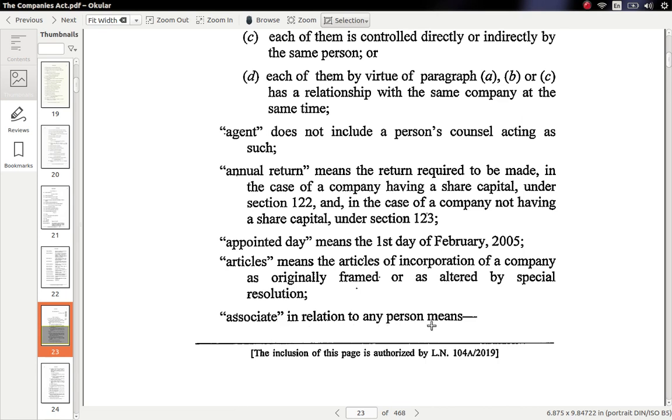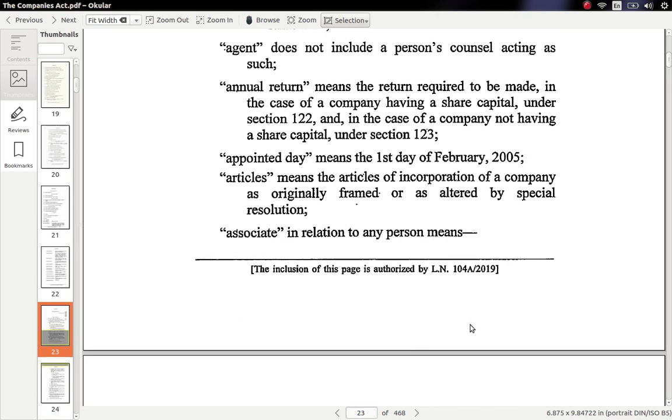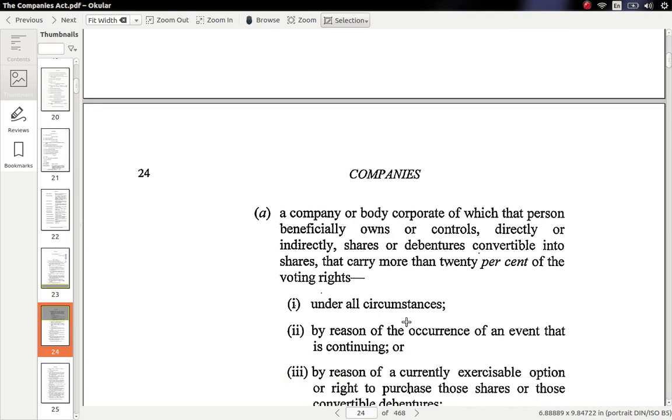Associate in relation to any person means... All right. So your associate means a company or a body corporate of which that person beneficially owns or controls, directly or indirectly, shares or debentures convertible into shares that carry more than 20% of the voting rights. Alright, let's pause for a minute.